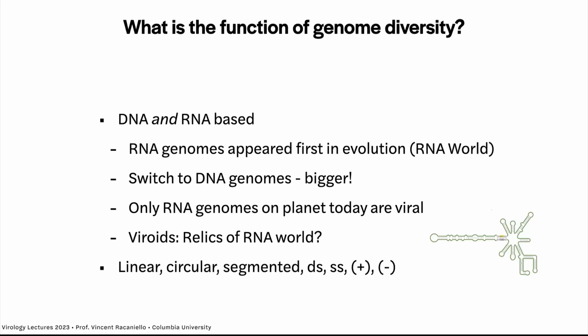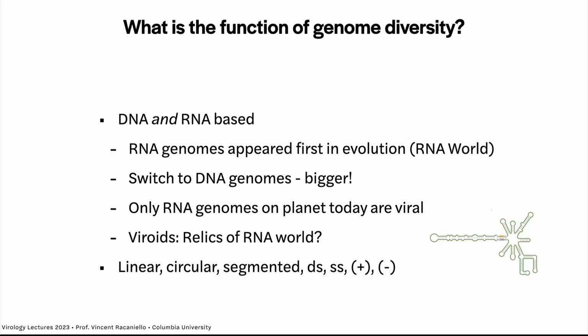That explains the function of having both DNA and RNA, because RNA is from a world that doesn't exist anymore. But the function of linear, circular, segmented, double-stranded, single-stranded, plus or minus, the function of those, we have no idea. They all work. They're all evolutionarily competitive. So we can't say that one has an advantage over any other.